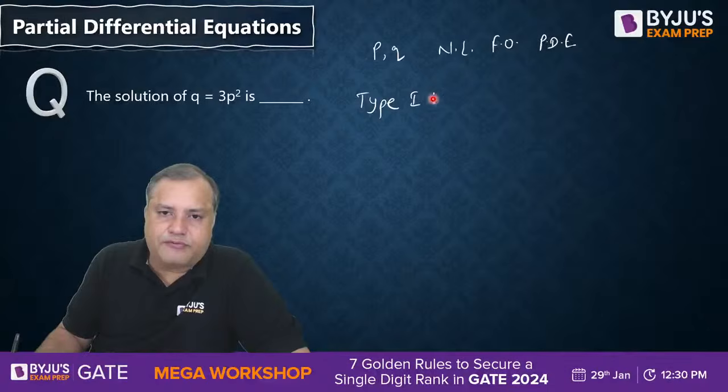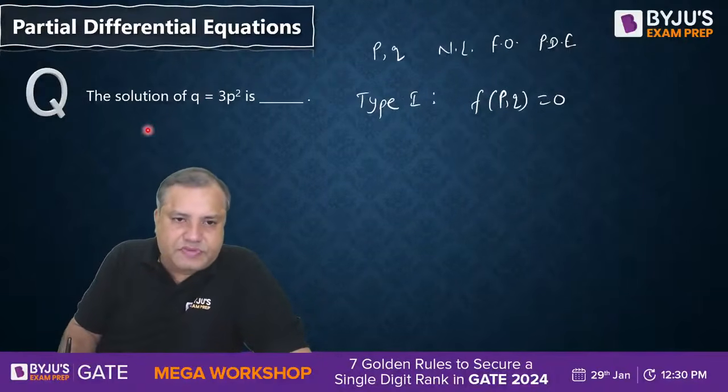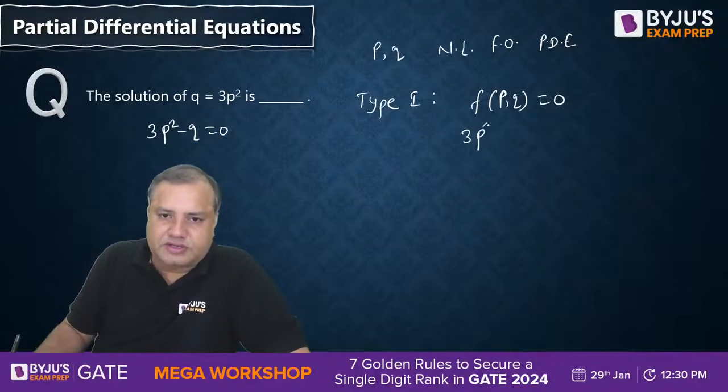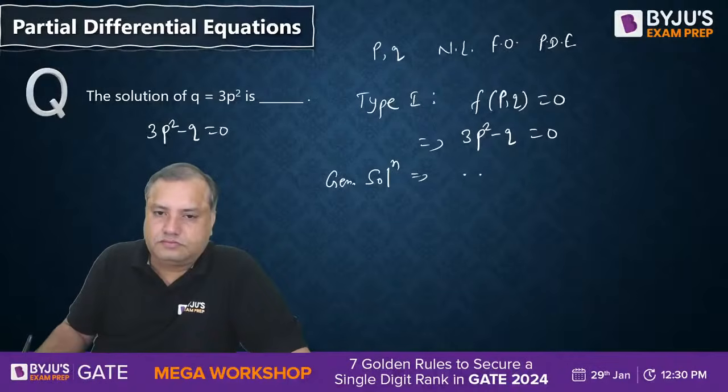In type 1, just find f of p comma q equal to 0. This is the format of type 1. So here we can write this as 3p square minus q equal to 0. So this is type 1. Its general solution is z equal to ax plus by plus c.